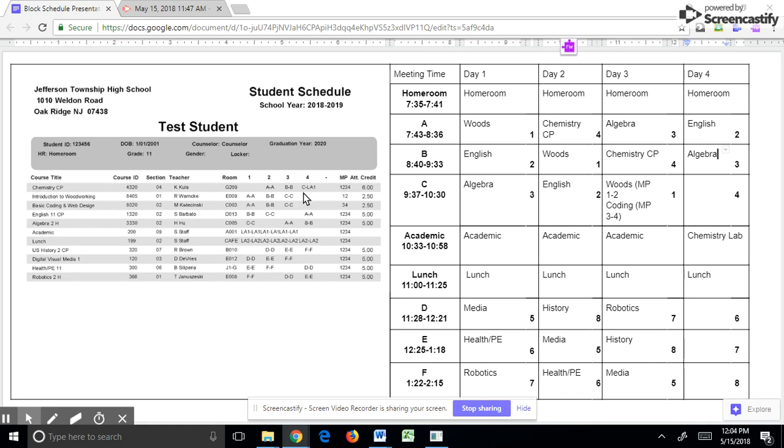Oh, this looks a little bit different, and it should be. For day 4, block C, you'll notice it says CLA1. That means during the block C, you're going to have chemistry. But the LA1 that's attached to chemistry means you're going to have your chemistry lab following it. So we have chemistry and chemistry lab, followed by your lunch. Then on day 4, we go down to your D block, which would be health and PE.